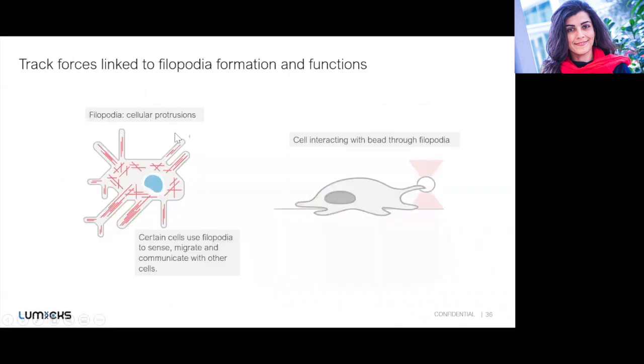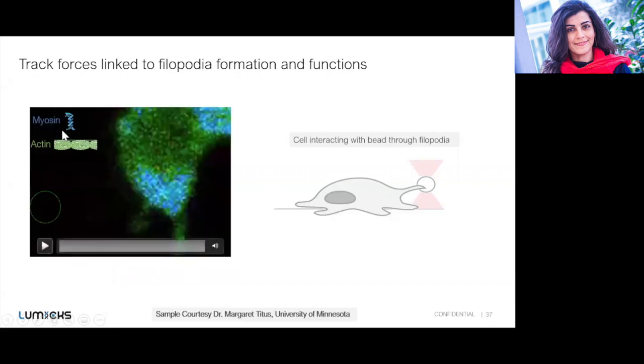So C-Trap can also be used to study the forces that filopodia exert. Filopodia are these cellular protrusions that some cells have to communicate with their environment. For example, we can bring a trapped bead near this cell to see how much force these protrusions exert.